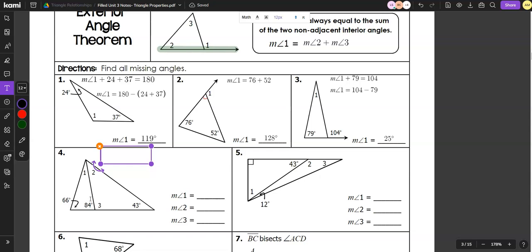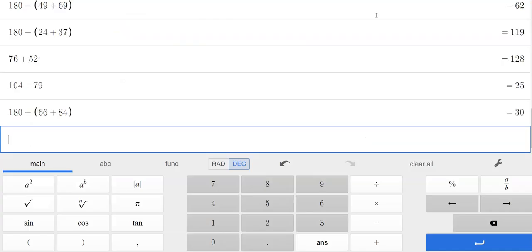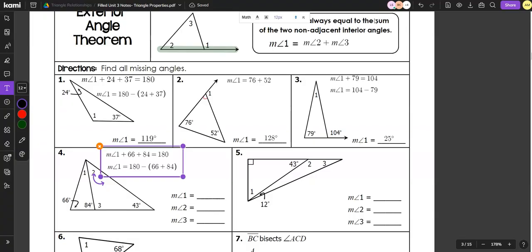So what I'm going to do is I'm going to go ahead and find angle 1. So the measure of angle 1 added to 66 and 84 is equal to 180. So the measure of angle 1 can be found by taking 180 and subtracting the sum of 66 and 84. Normally we would combine like terms before doing that, but in this instance it's better to see what we're subtracting, not just the total. And we get 30 degrees for angle 1.